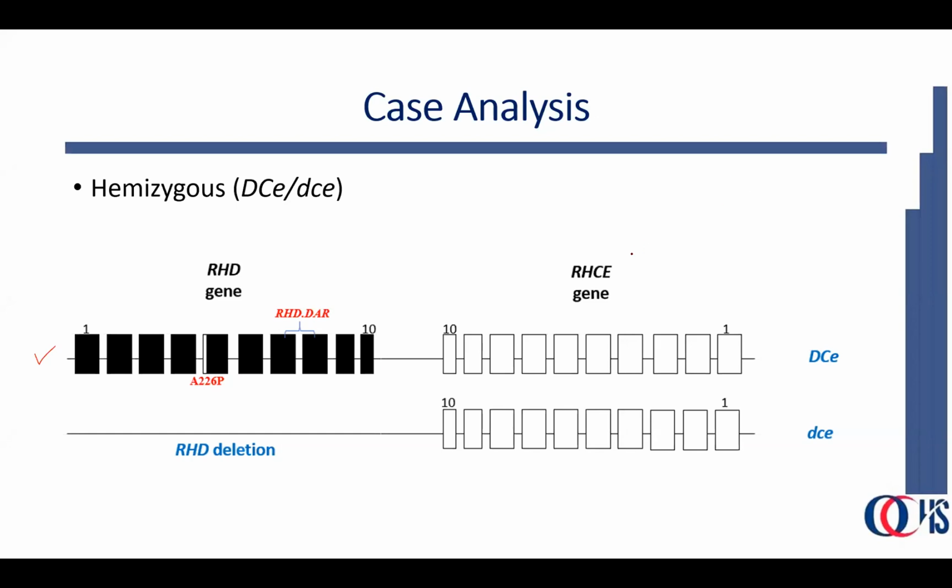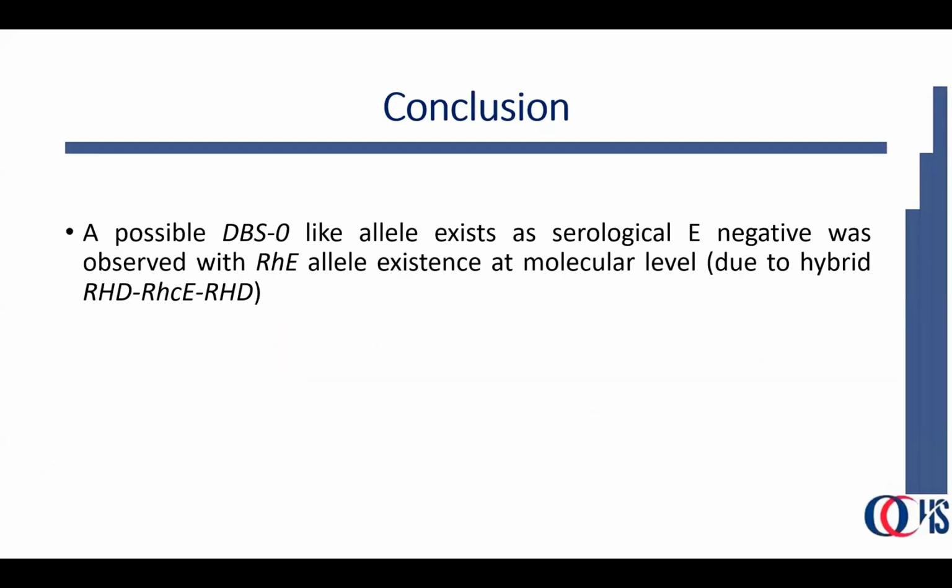So there is no change in the RHce gene, it is as it is. And the second gene is the full deletion of RHD. So we are dealing with what is called hemizygous, where one gene is deleted and one gene is mutated, as you can see. Because there are quite some differences, we thought this is actually a DBS0-like allele. So a possible DBS0-like allele exists, as serological E negative was observed with the RHce big E allele existing at the molecular level due to hybrid RHD and RHce.